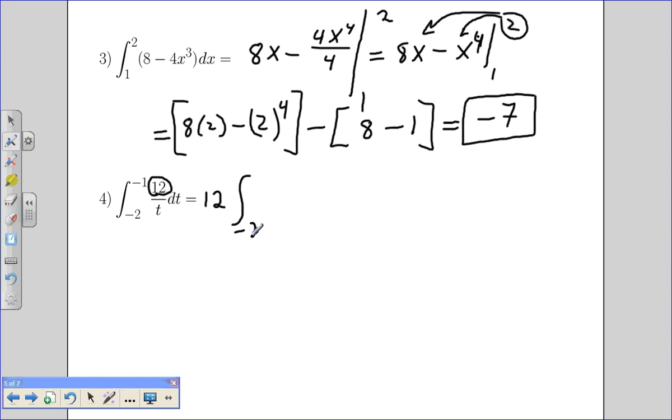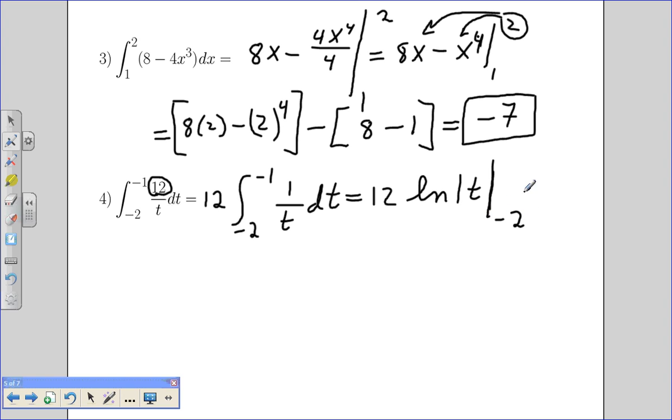And this integral is the natural log of t. And usually if we have this absolute value here, we don't write two vertical lines. We just evaluate it from minus 2 to minus 1. But the story is still the same. You plug in the top, minus 1, and you plug in the bottom, minus 2. And so you get 12 times the natural log, and the absolute value of minus 1 is 1, minus 12 times the natural log of 2.